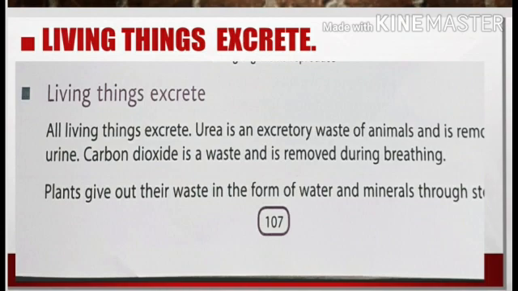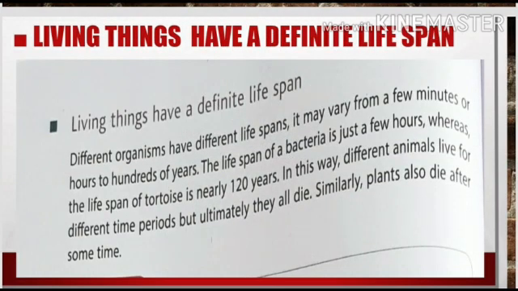All living things excrete such types of waste substances from their body. Not only urine, we also exhale carbon dioxide, which is again a poisonous gas for us. What about plants? Plants give out their waste in the form of water and minerals through the openings present in the leaves called stomata. In this way, you can conclude that living things excrete waste material.